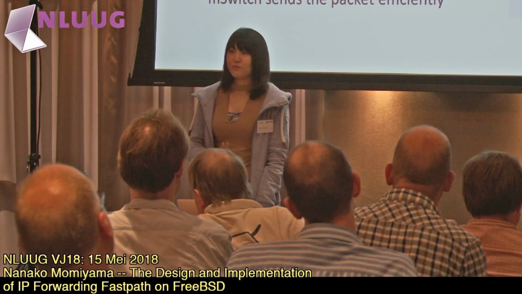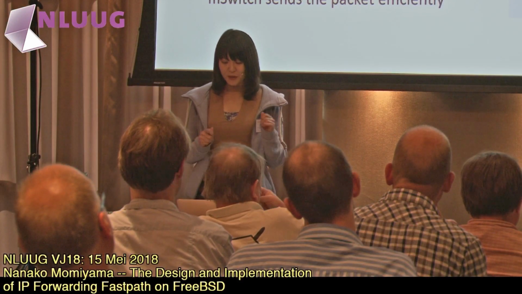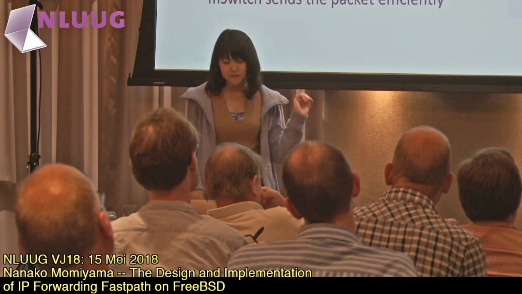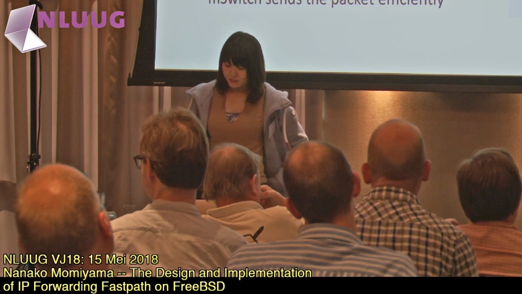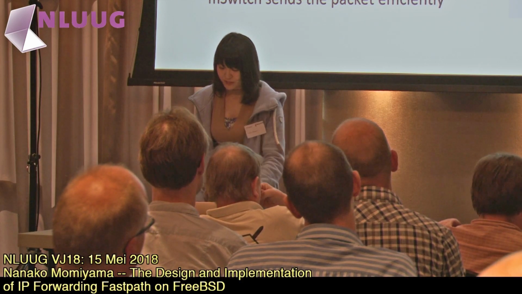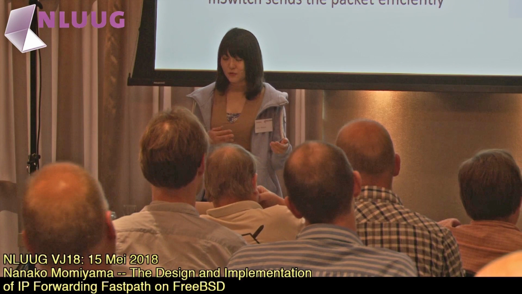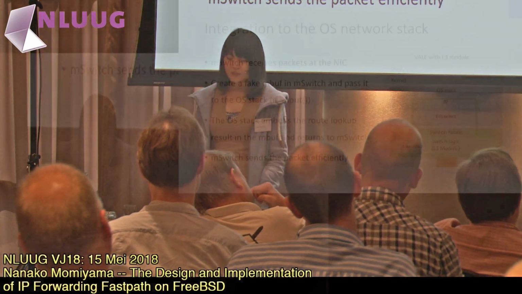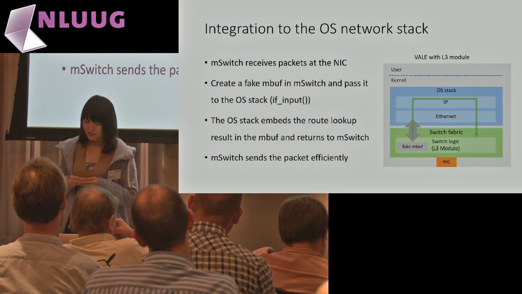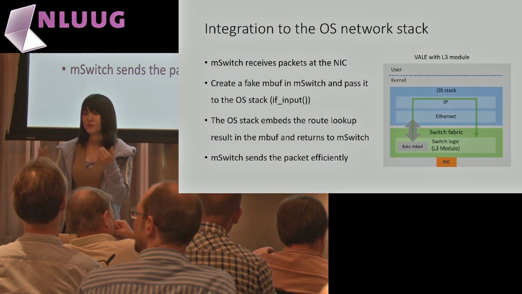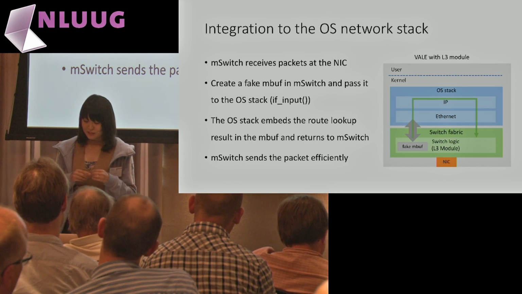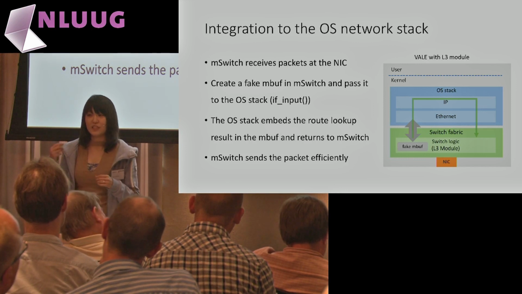In this implementation, mSwitch receives the packet at the NIC and then creates a fake mbuf. Fake means mSwitch pre-allocated the network buffer in the switch fabric and then passes it to the OS network stack. The OS network stack stores the route lookup results in the mbuf field and then returns the buffer to mSwitch. Then mSwitch sees the lookup results and finally sends the packet to the destination port.